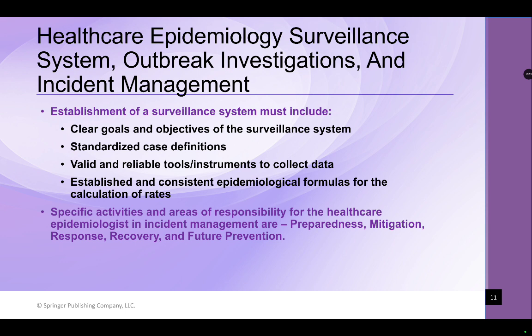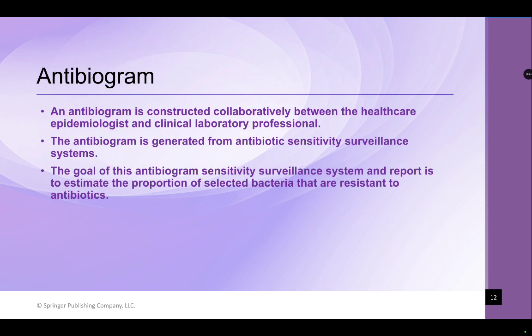So the establishment of a surveillance system must include clear goals and objectives of the surveillance system, standardized case definitions, valid and reliable tools or instruments to collect data, and established and consistent epidemiologic formulas for the calculation of rates. Specific activities and areas of responsibility for the healthcare epidemiologists in incident management are preparedness, mitigation, response, recovery, and future prevention. Each of which is basically exactly as it sounds.